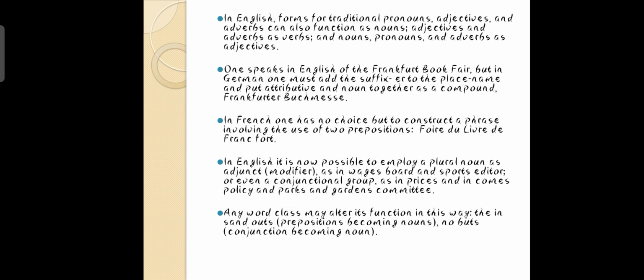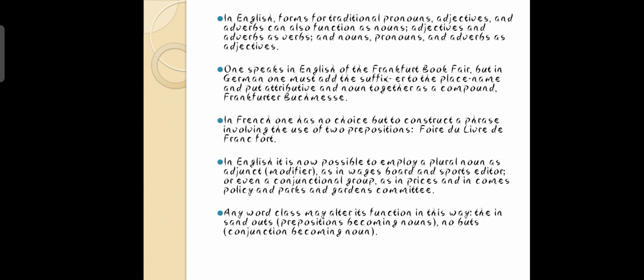In English, forms for traditional pronouns, adjectives and adverbs can also function as nouns, adjectives and adverbs as verbs and nouns, pronouns and adverbs as adjectives. One speaks in English of the Frankfurt book fair, but in German one must add the suffix er to the place name and put attributive and noun together as a compound, Frankfurter. In French, one has no choice but to construct a phrase involving the use of two prepositions.